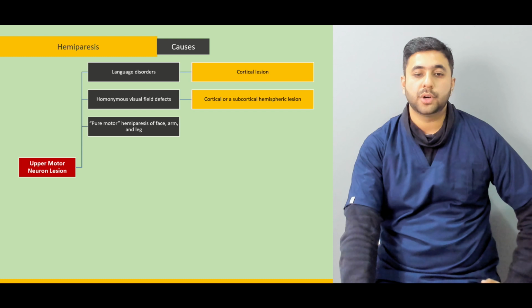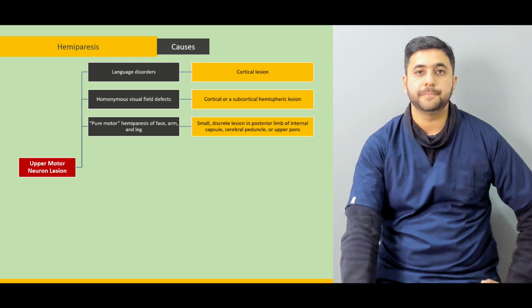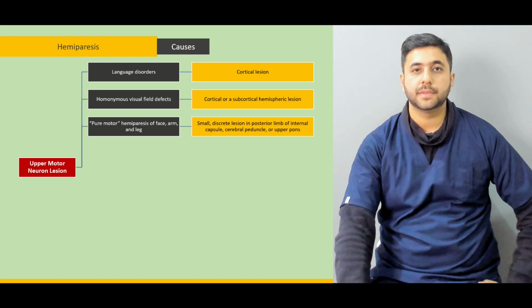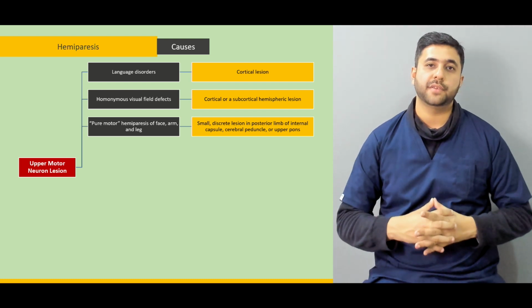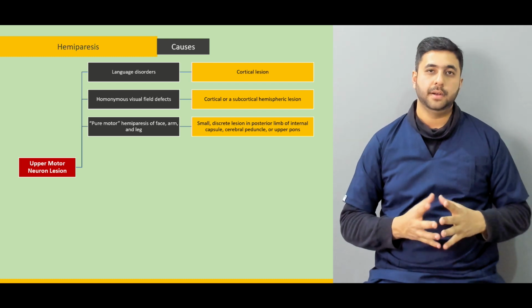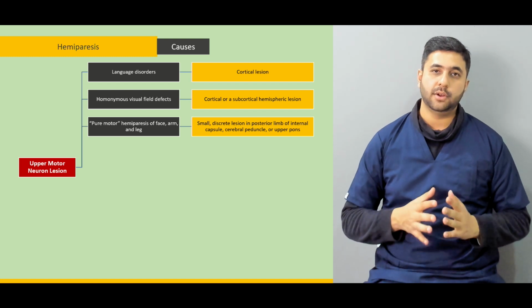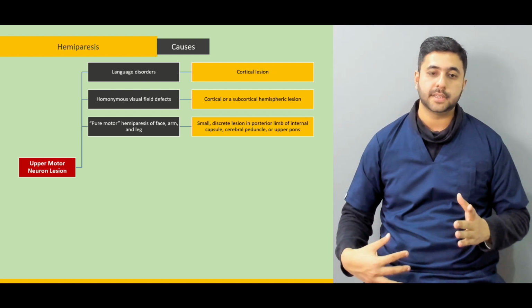If we have a pure motor hemiparesis of the face, arm, and legs, then we know that this is a small discrete lesion in the posterior limb of the internal capsule, because internal capsule is the part of the brain which exclusively contains the motor fibers. The motor fibers, the corticospinal fibers, they start from the motor cortex and then move from the posterior limb of the internal capsule and all the way through the cerebral peduncles to the upper cerebral pons.